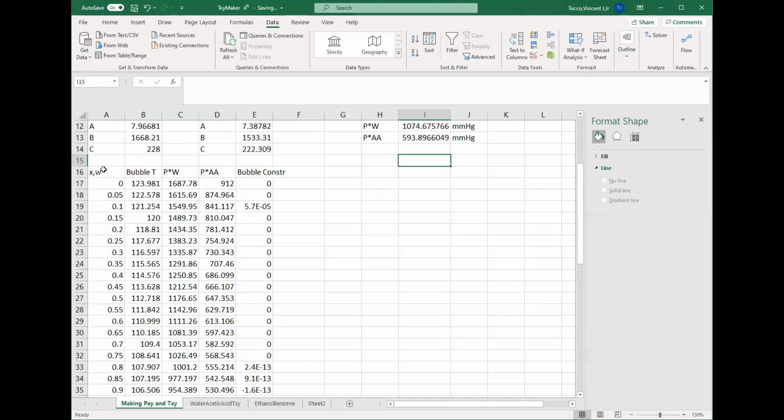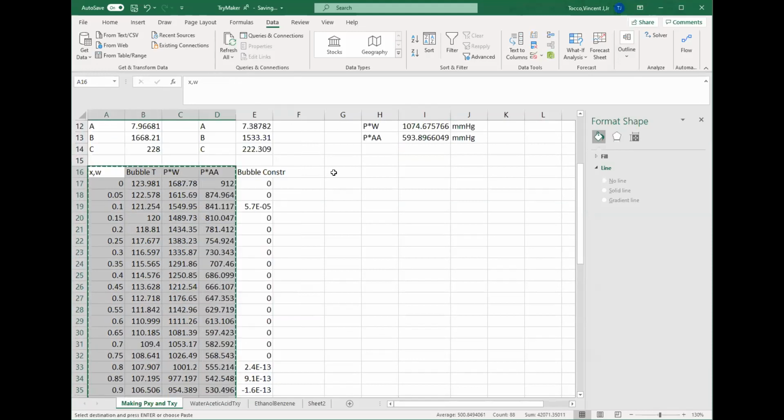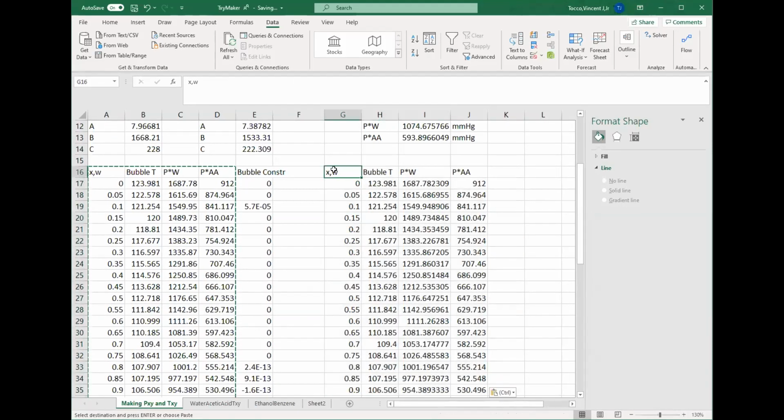Next, I'm going to do the dew point curve. So first, I want to make a copy of this stuff, and that's going to reduce the amount of keystrokes that I have to make. I want to be careful to put formulas, not values. All right, so I'm just going to change the name of this column to Y water, and change the name of this column to dew temperature.